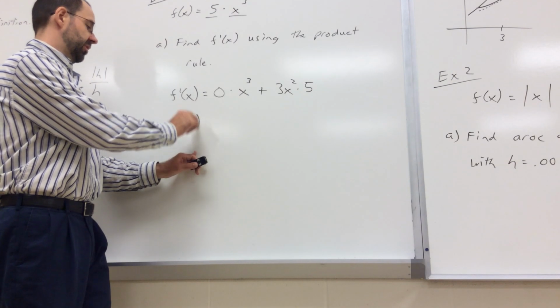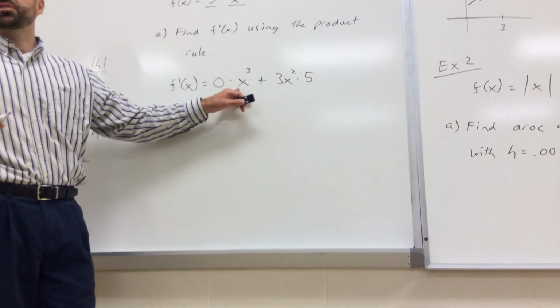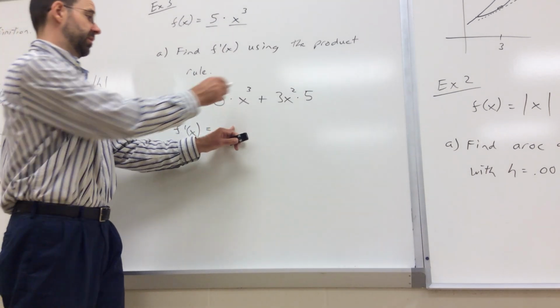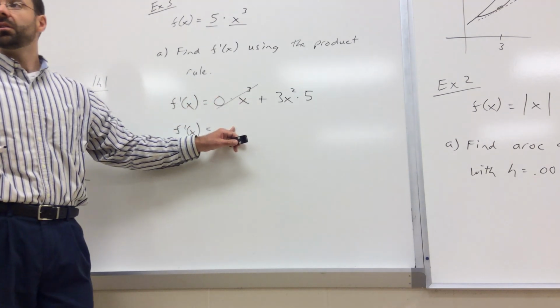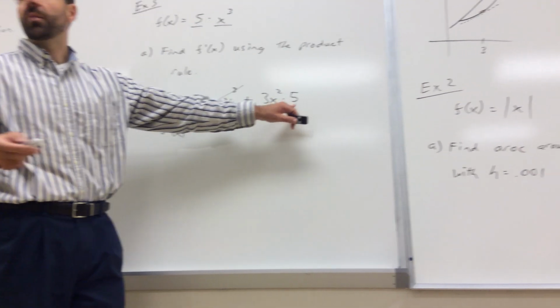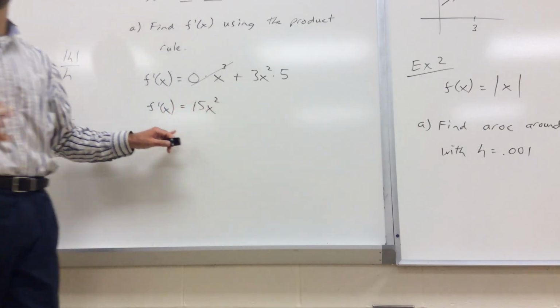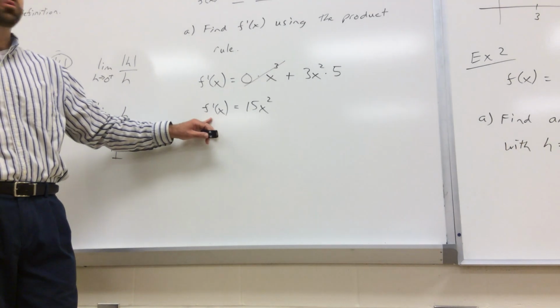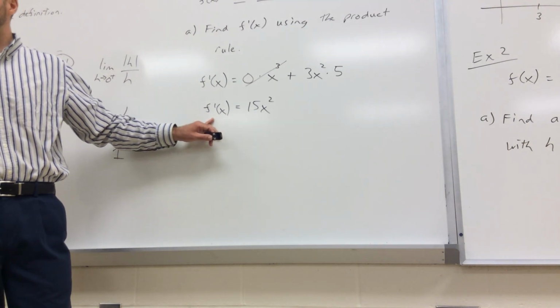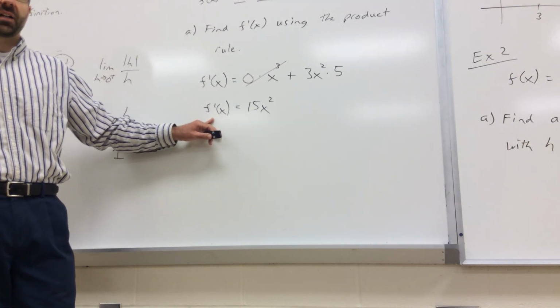Okay, so then when you get your final answer, the 0 times x cubed is nothing, because 0 times anything is 0. And then 3x squared times 5 is 15x squared. Okay, so if you use the product rule, you get 15x squared. And it's fine to use the product rule.